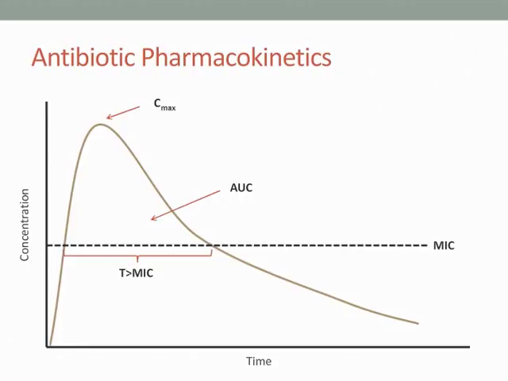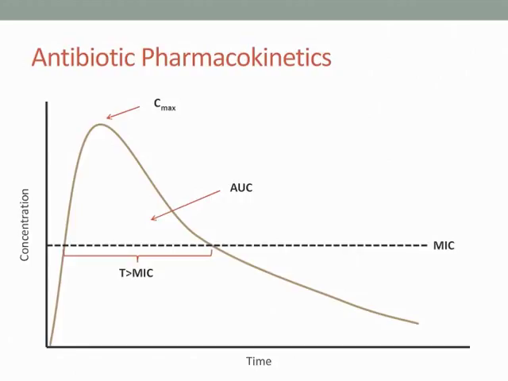Cmax is the maximum concentration of the antibiotic after administration of a dose. Like I said before, different antibiotics have different pharmacodynamic profiles. Some are time-dependent, meaning that they have optimal antibacterial activity when the concentration of the drug is above the MIC for a longer period of time. In this case, it doesn't really matter how high above the MIC the concentration gets.